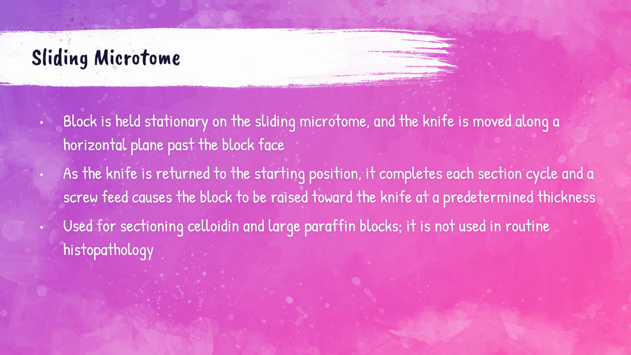In a sliding microtome, the tissue block is held stationary while the microtome knife is moved along a horizontal plane past the tissue block. The microtome knife completes its cycle and then returns to its starting position. A screw feed then causes the tissue block to be raised toward the knife at a preset length to be cut again. The sliding microtome is used for cutting celloidin and large paraffin blocks. Recall that in our processing lecture we talked about celloidin. Hopefully you remember it. This is another type of embedding medium for tissue samples. Sliding microtomes are not used routinely in the histopathology laboratory.